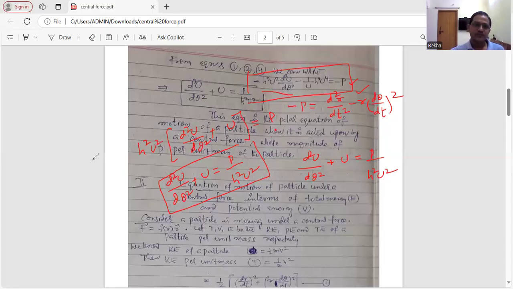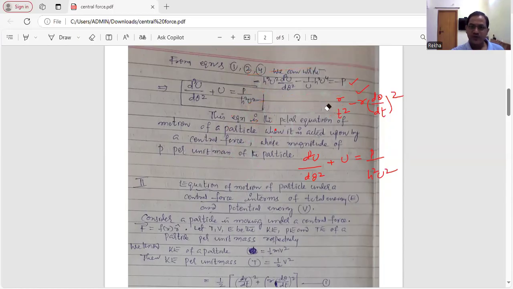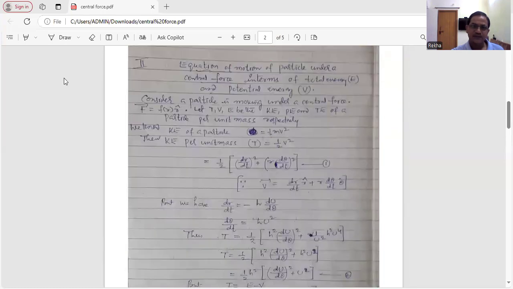Okay, now the same equation of motion can be expressed in terms of total energy and potential energy terms also. So let us see here. Consider a particle moving under the central force. The mathematical expression we know: F bar equal to F of r into r cap.